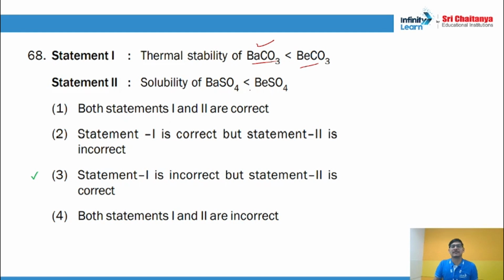Solubility of barium sulfate is less than beryllium sulfate. That is true. Beryllium sulfate is more soluble because of the hydration enthalpy of the beryllium ion, right? It is a very small cation, so it will release a large amount of heat when it is dissolved in water. So that is how it undergoes dissolution. So statement 1 is incorrect, but statement 2 is correct.